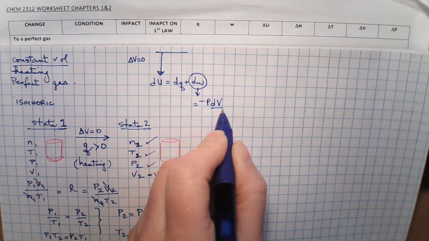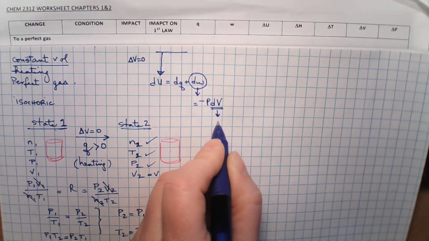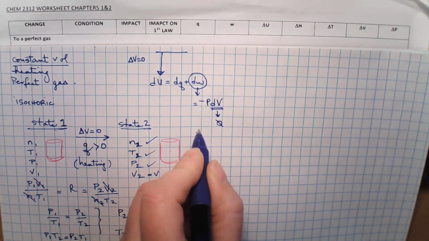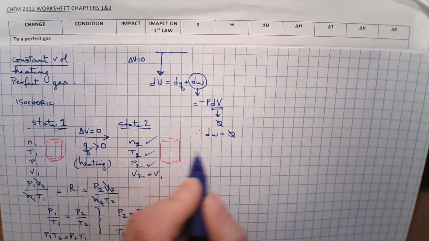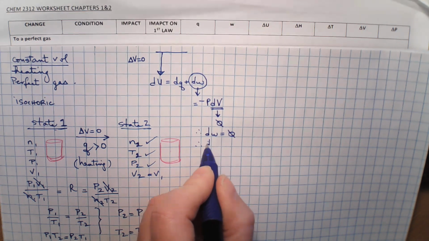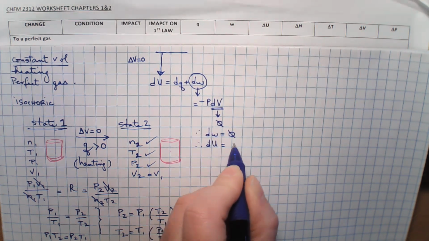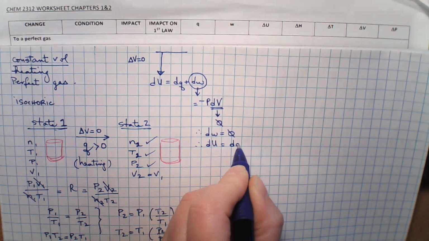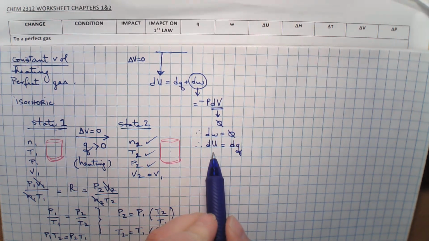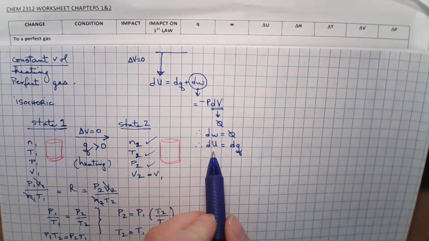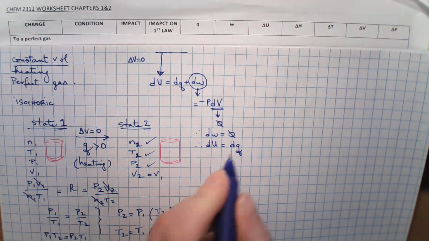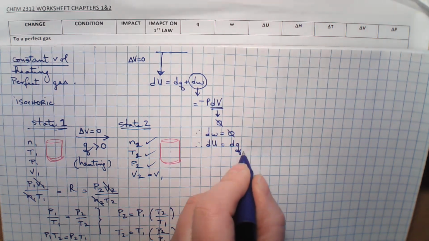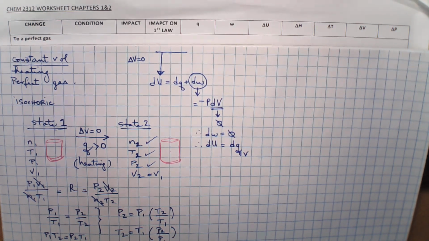Because dV is equal to 0, therefore dW is equal to 0. And therefore, the impact on the first law is that dU is equal to dQ. Now I don't want a change in a state property being equal to a path-dependent one, so I define that path. It's not just any dQ, it's the dQ at constant volume.